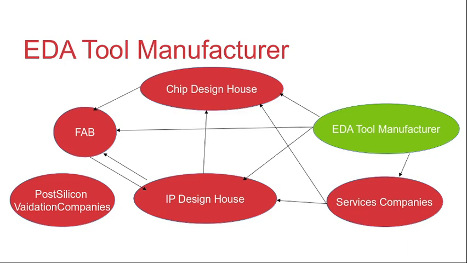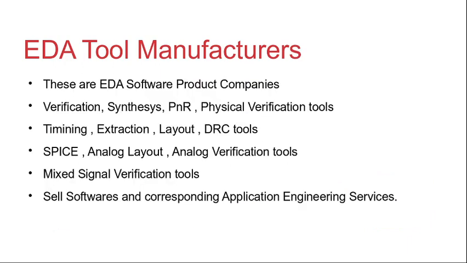Now the next companies are EDA tool manufacturers. What these manufacturers do is make the software for the various parts of the design process. We cannot do it by hand, so we have to do it by software. Whatever design, say if we make the RTL, we have to write the RTL in some of the software and verify them, whatever they are.